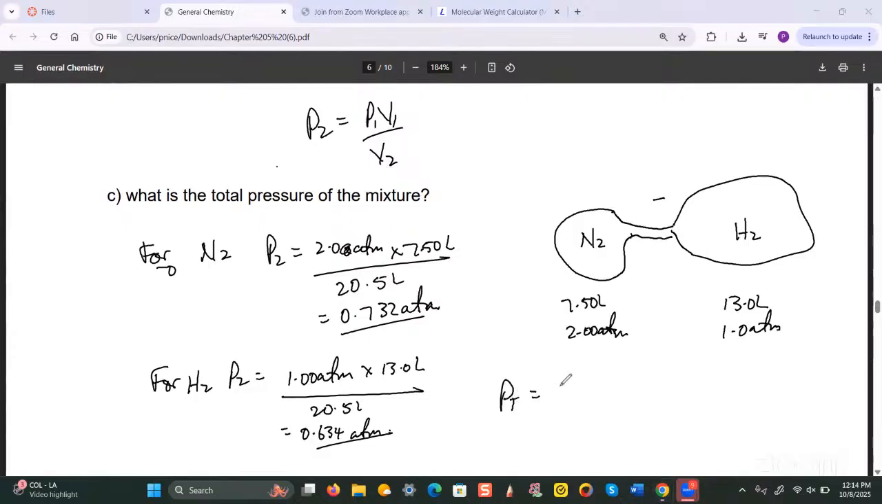Total pressure is equal to 0.732 atmospheres plus 0.634 atmospheres. And let's see what that gives. So this works out to be 1.366 atmospheres. And that's it. All right. Any questions about this one? Any questions? All righty.